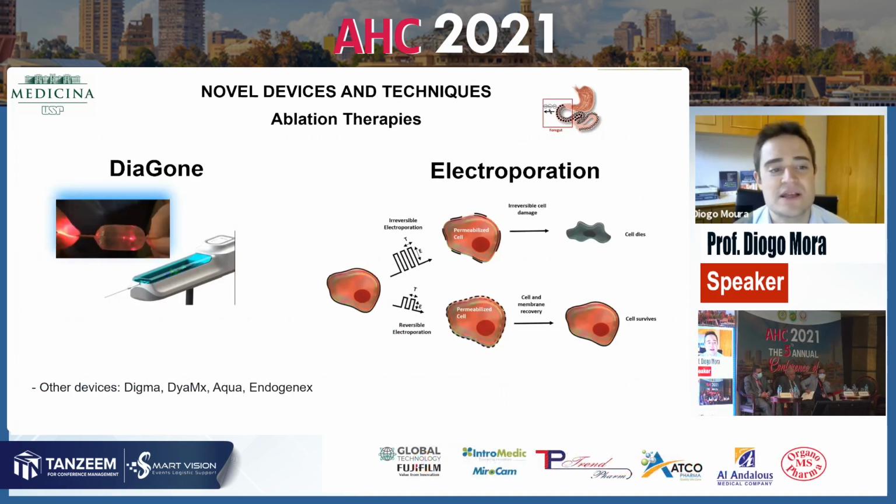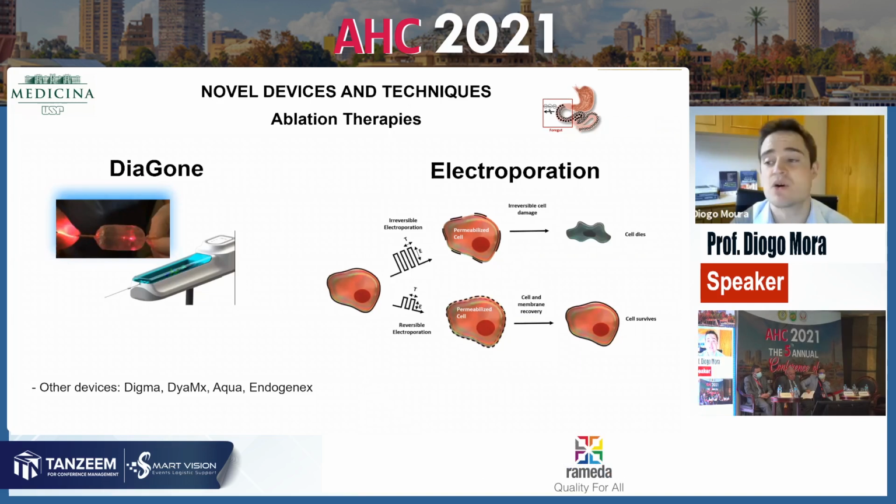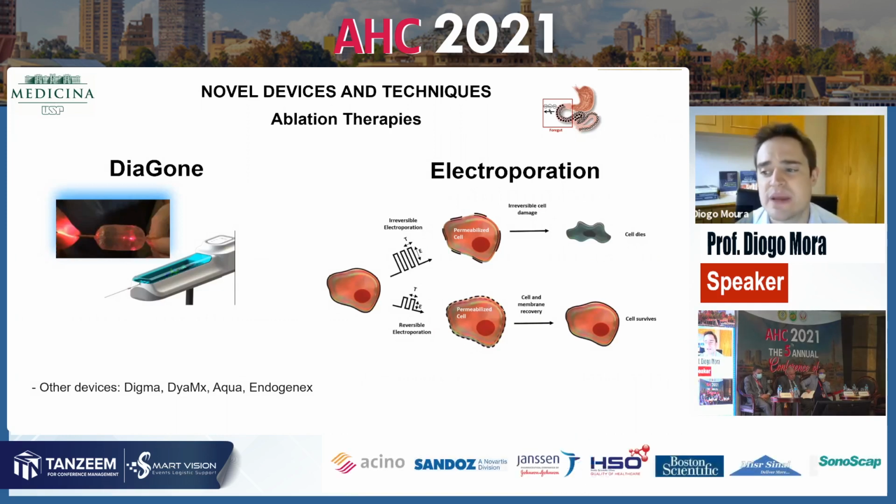So ablation therapies, it's quite similar to the duodenal mucosal resurfacing. However, the diagonal is with a laser, and with electroporation, you burn not just the mucosa, but also the submucosa. And we expect similar results to the duodenal mucosal resurfacing. So some studies are being done, but there are no human trials yet.